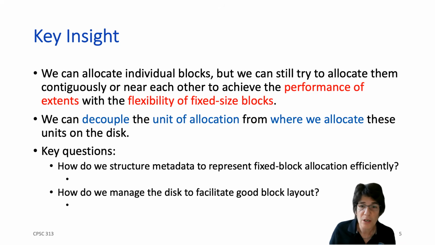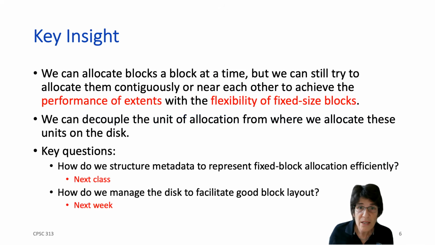How do we structure metadata so that we can do this efficiently? How do we avoid having to store thousands and thousands of disk pointers in every file's metadata? So that's what we're going to tackle in the coming lectures. And then there's another question, which is how do we allocate these blocks so that they are in fact near each other? And the way we'll explore that is that we're going to look at some file system case studies next week and show you how some real file systems do that. So that's where we're going.